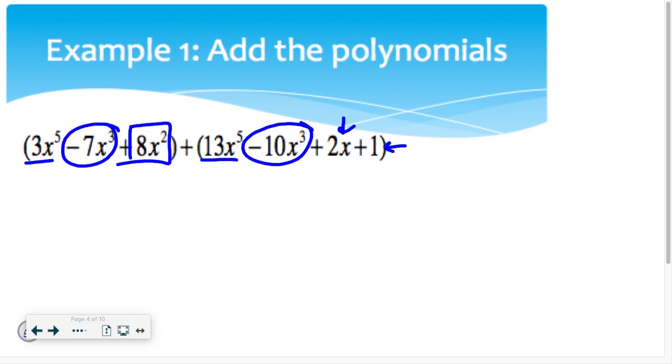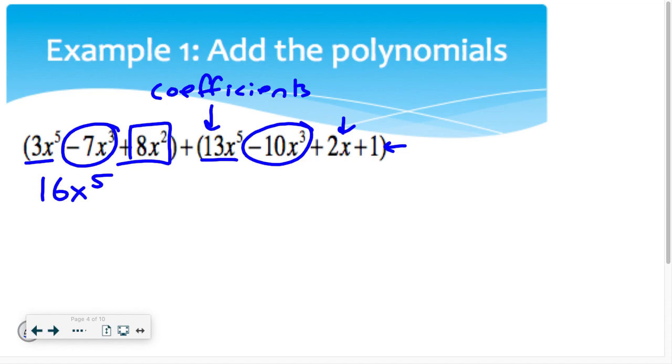So when I put these together, 3x to the 5th and 13x to the 5th, I'm going to get 16x to the 5th power. Notice my exponent did not change. All I need to do is add the 2 coefficients. Sorry about that. That's another term we should know. The numbers here are called coefficients. So coefficients are the numbers that are attached to our variables.